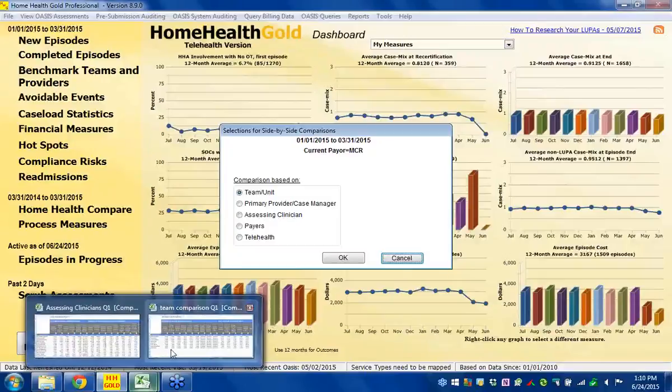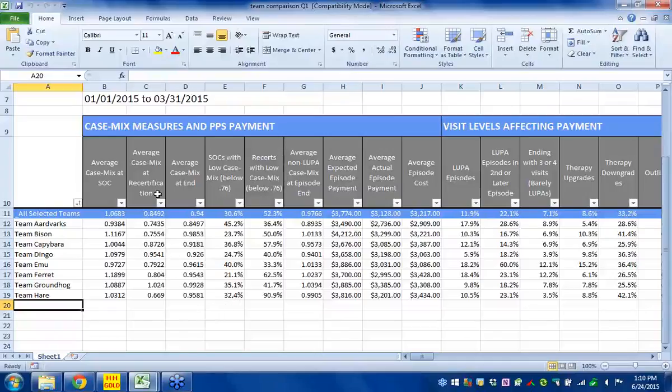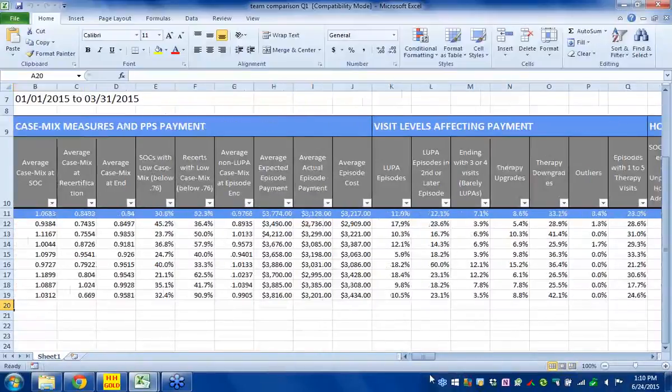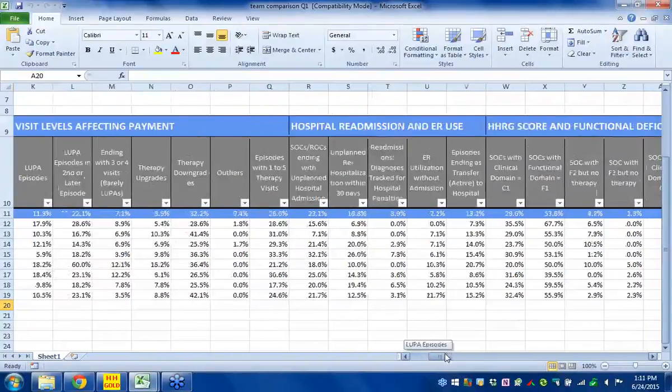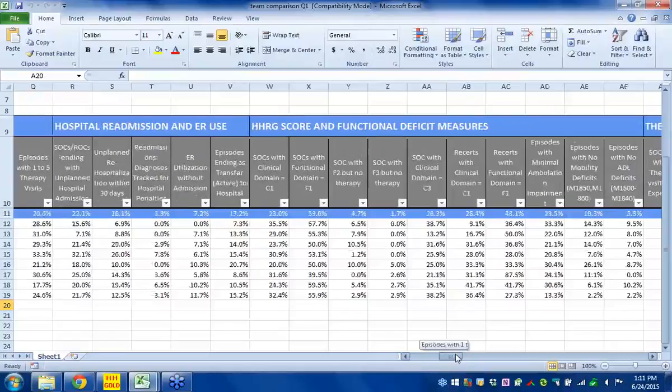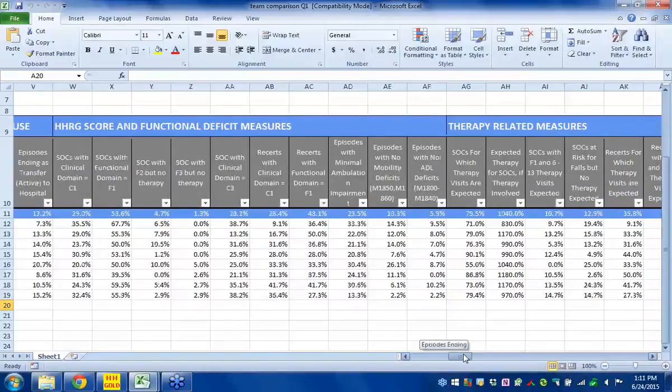But here's how things look now. So again, the same groups that we have on the dashboard, we've carried over to the side-by-side comparison. Will also be on our external benchmarking. So you can see case mix measures and PPS issues, visit levels affecting payment. I'll try not to make you nauseous by scrolling through all this too quickly. The hospital and readmission measures, how your HERG score and functional deficits, and so on, therapy-related measures.